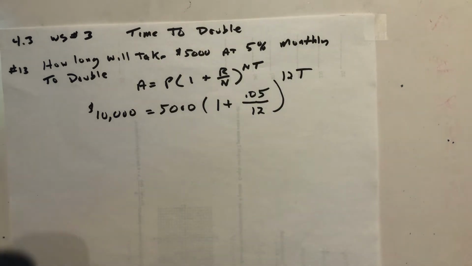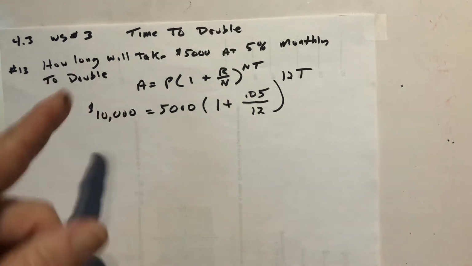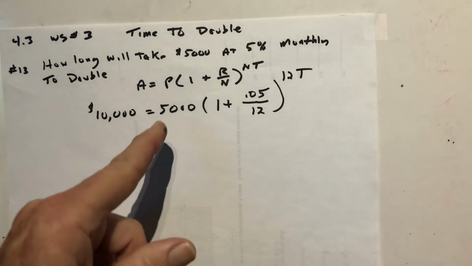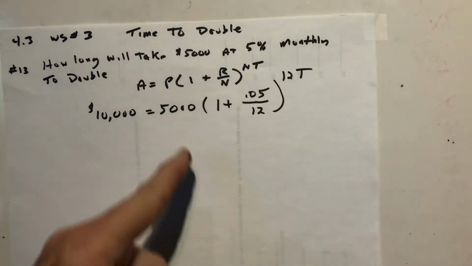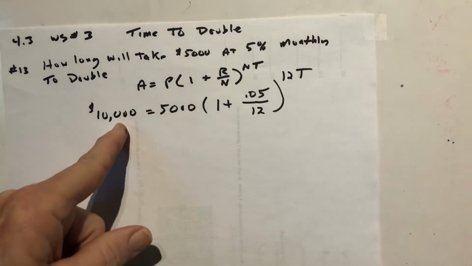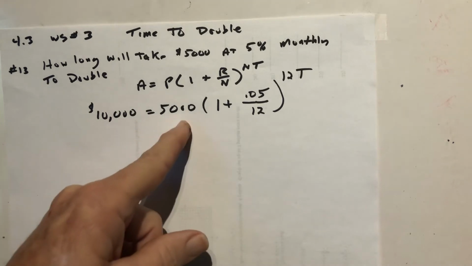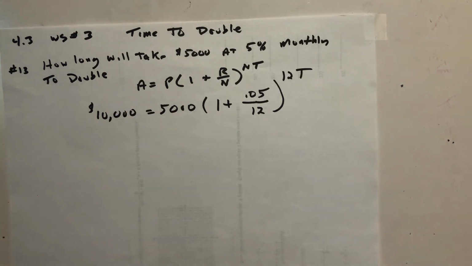Okay, on these kinds of problems, if you know A and P, you will always divide them first. Do not distribute the 5,000. You can't distribute it because it has an exponent. Always divide this into that. 10,000 divided by 5,000 is 2.